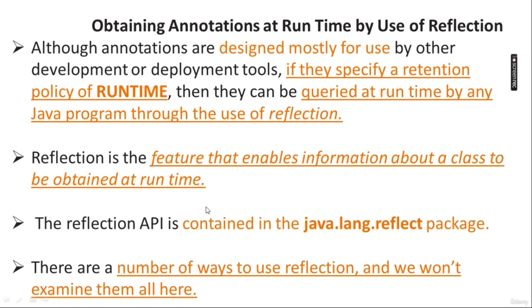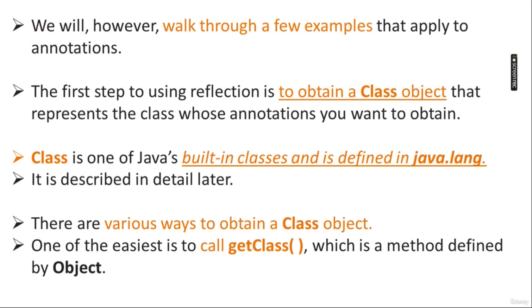Reflection is the feature that enables information about a class to be obtained at runtime. So whatever class you are using, its information can be gathered using reflection. The reflection API is contained in the java.lang.reflect package. There are a number of ways to use reflection, and we won't examine all of them here. We will walk through a few examples so that you will understand it better.